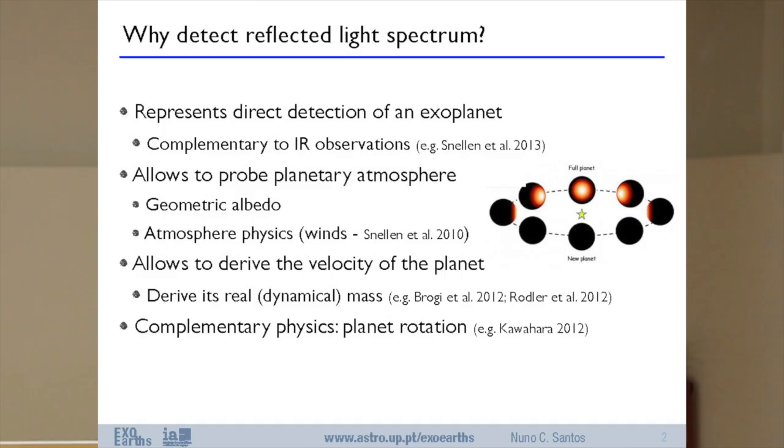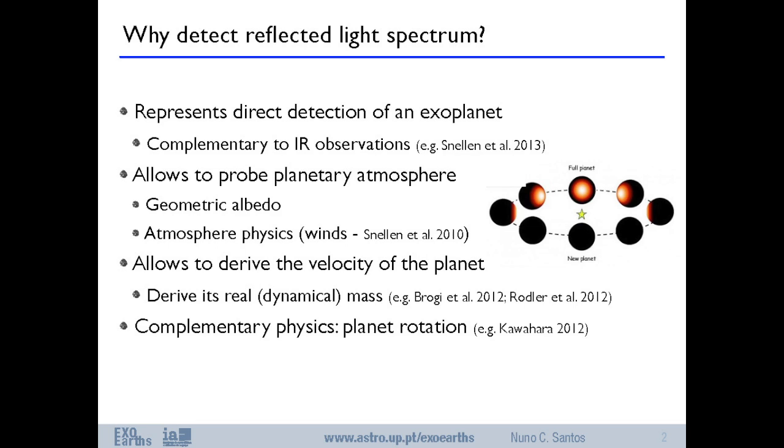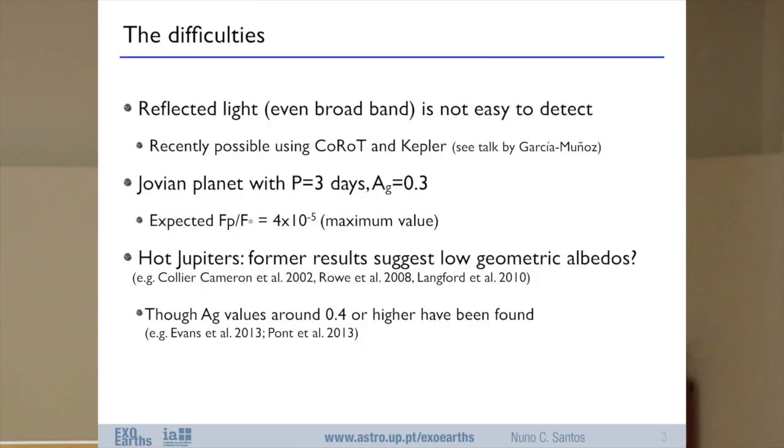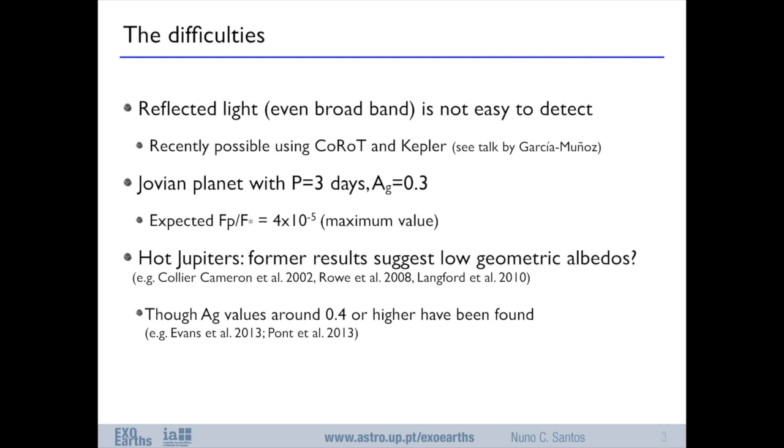If you detect the reflected spectrum of the planet, you may be actually able to detect the velocity of the planet. And if you know the velocity of the planet, you can derive dynamically its mass. So, for instance, if you don't know the orbital inclination, this is what happens when you find a planet using radial velocities. Getting the reflected light spectrum allows you basically to transform your system into a binary system where you know the velocities of the two bodies, and so you can actually derive the dynamical mass for the planet. And finally, there are other things you can do. For instance, it has been proposed that we can try to derive the planet's rotation rate from these sorts of observations.